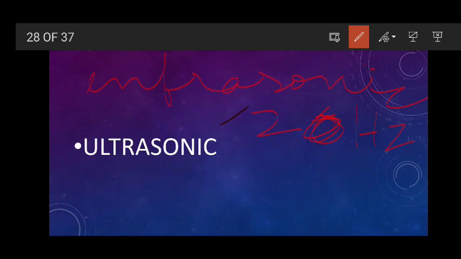So if it is less than 20 hertz, then that is called infrasonic sound. Clear? And what is the audible range? Yes, the audible range is 20 hertz to 20,000 hertz. This is the audible range. Okay. And who produces the ultrasonic? Yes, bats and dogs. Clear? Dogs and bats can hear the ultrasonic sound. So who can hear the ultrasonic sound? Bat and dog.